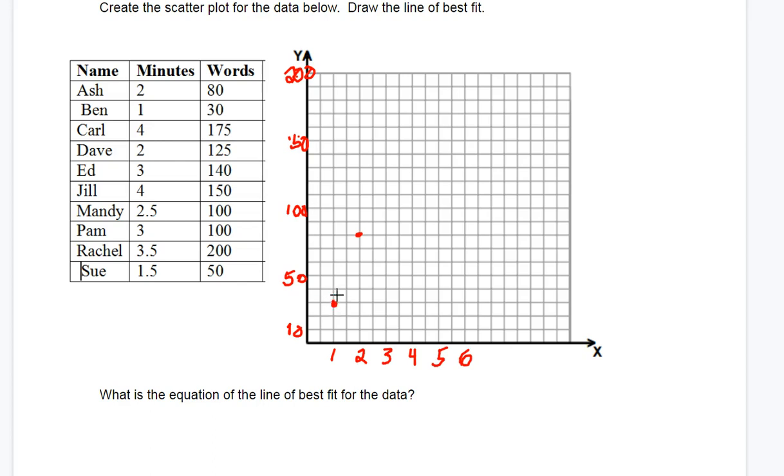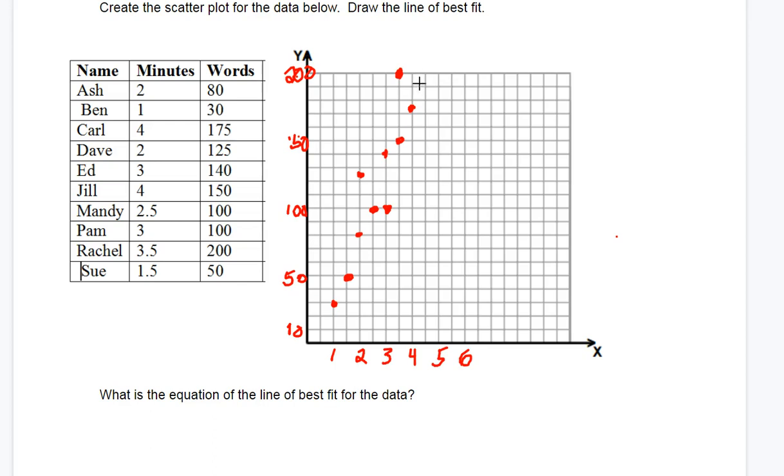I'm going to skip ahead. After you plot all your data points, your plot should look something like that. Disregard this right here, that was a little bit of a mess up. Erase, erase, erase. Okay, that's better now. So this should be what your scatter plot looks like.